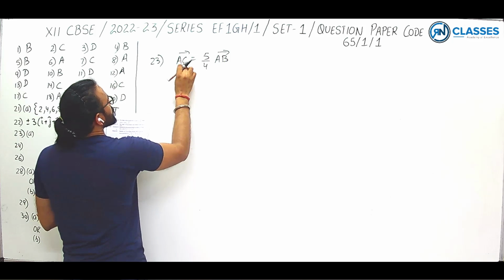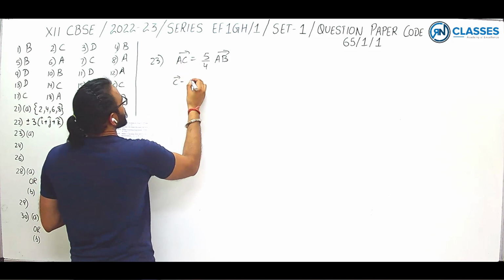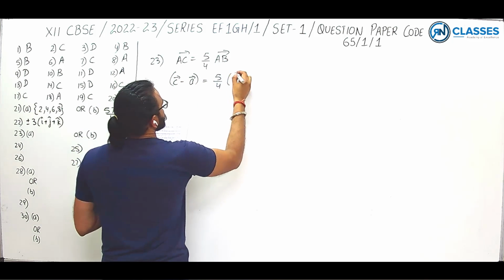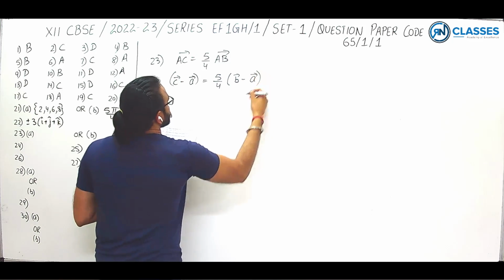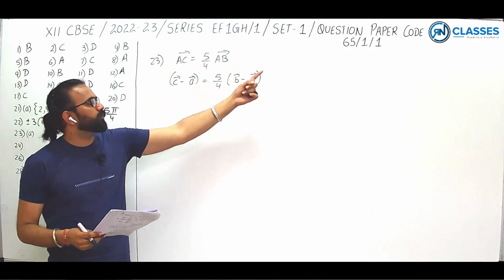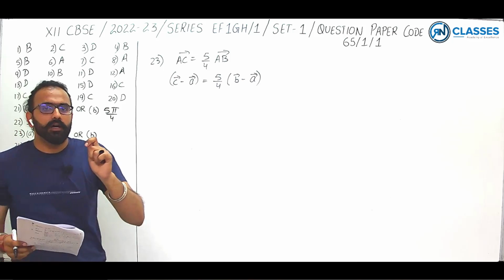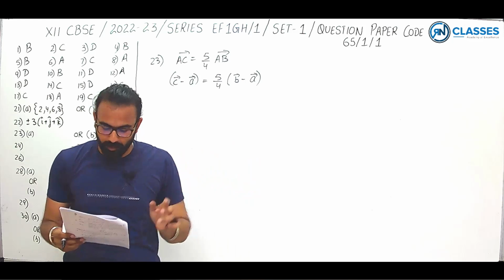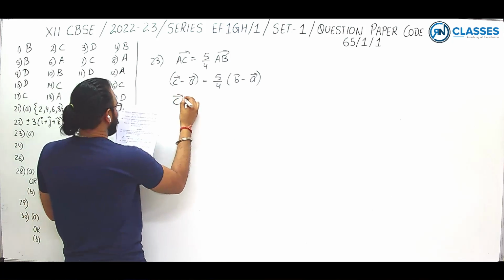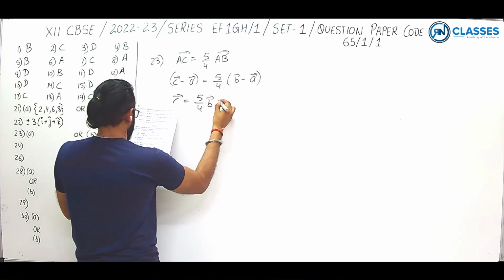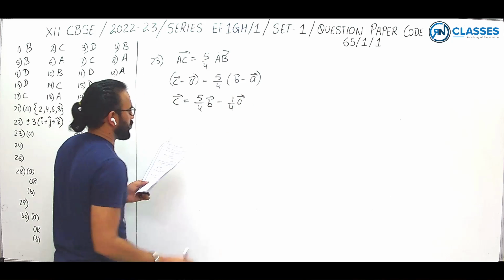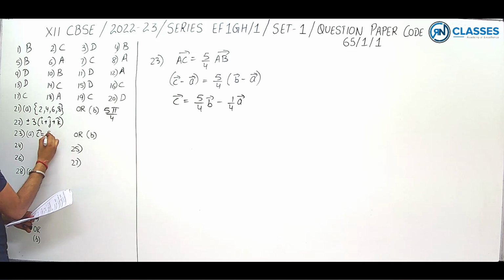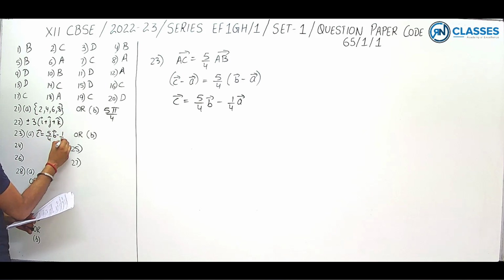AC vector can be written as position vector of C minus position vector of A, which are given to us, equals 5 by 4 times AB vector, that is position vector of B minus position vector of A. जैसे ही हम इसको सिंप्लीफाई करेंगे, we will get an expression representing vector C in terms of A and B. Finally the answer turns out to be C vector equals 5 by 4 times B vector minus 1 by 4 times vector A. So the answer to question number 23, first part, is C vector equals 5 by 4 times B vector minus 1 by 4 times vector A.